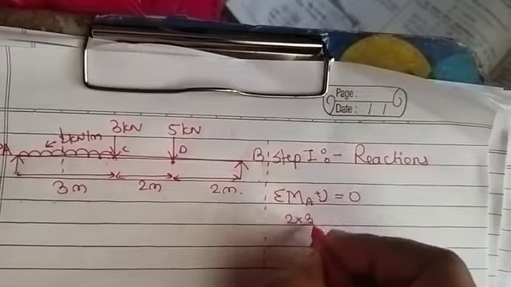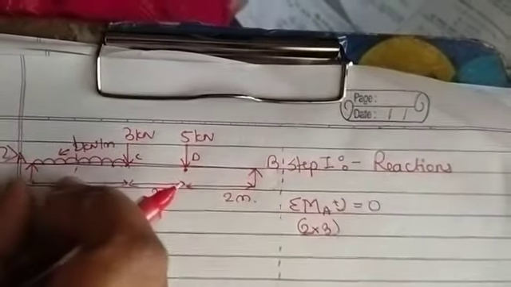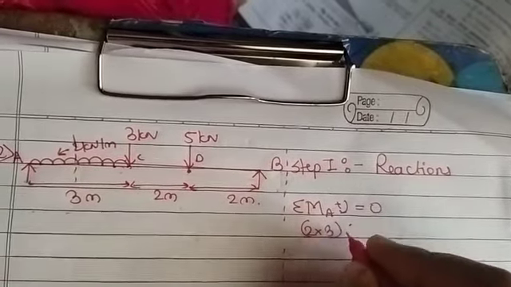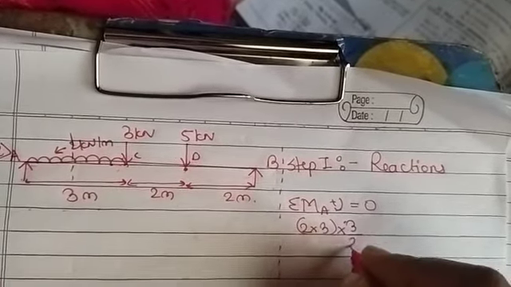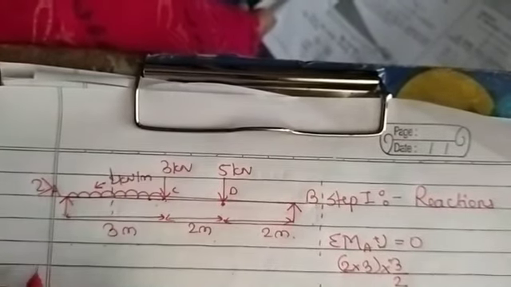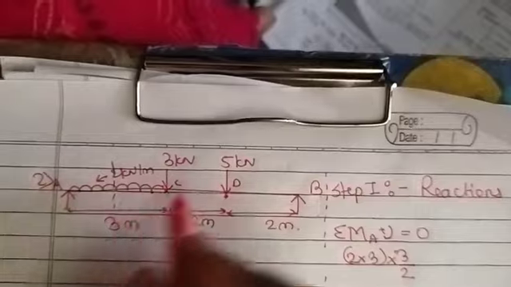2 into 3 will be the intensity. It will be acting at a distance of half, so into 3 by 2. This is our first force. As it is rotating downward, in the clockwise direction, it will be considered as positive.